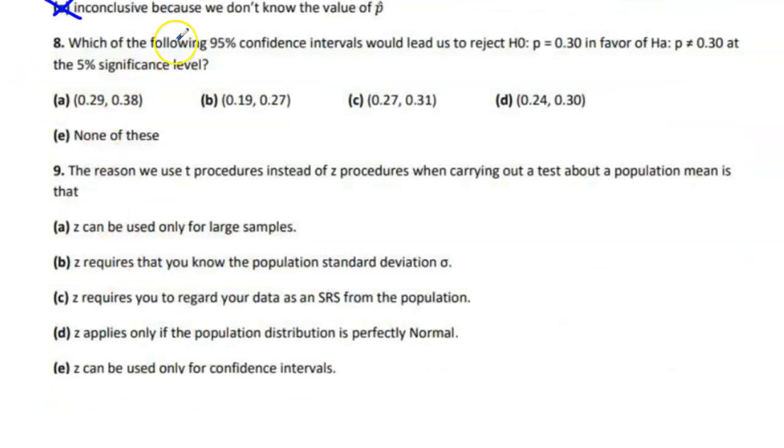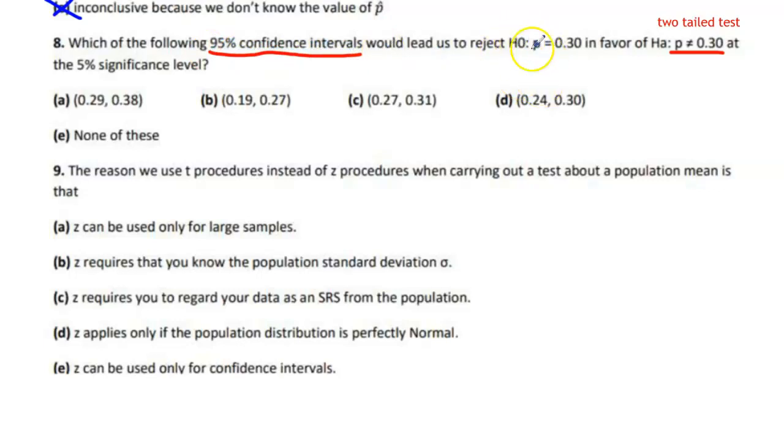All right, for question 8, which of the following 95% confidence intervals would lead us to reject H null, which is p equals 0.30, in favor of HA, which is p is not equal to 0.30? Remember, this is a two-tailed test at the 5% significance level. This question is a little strange for this chapter because it is dealing with confidence intervals. However, this is not as difficult as it might seem.